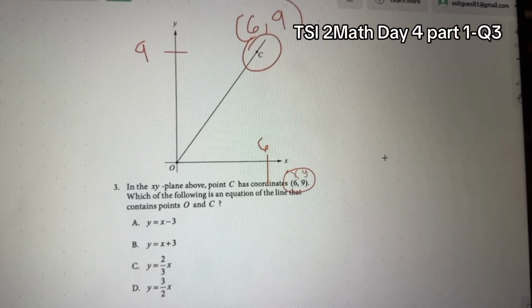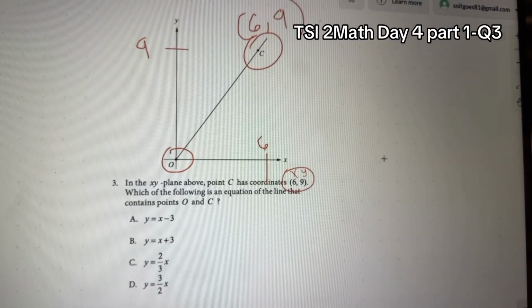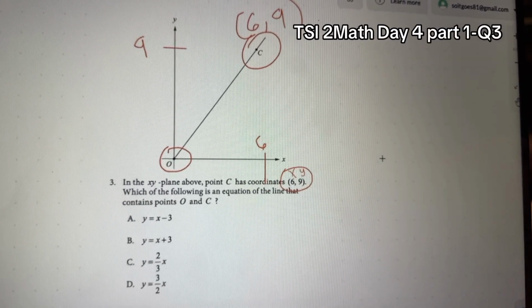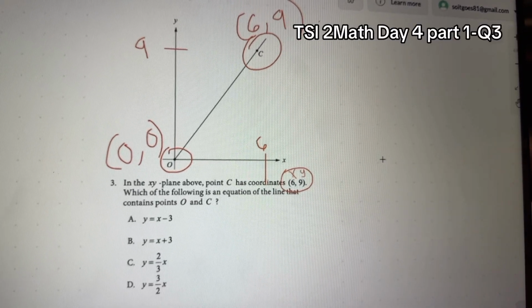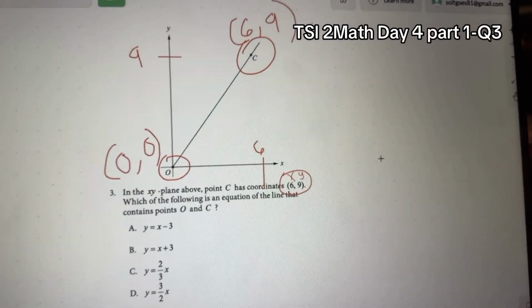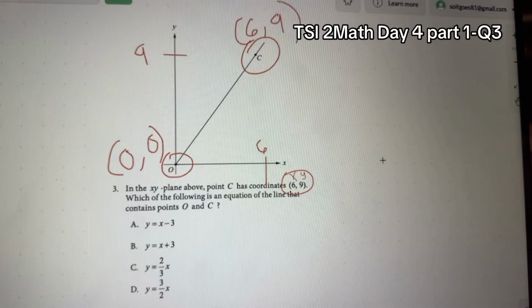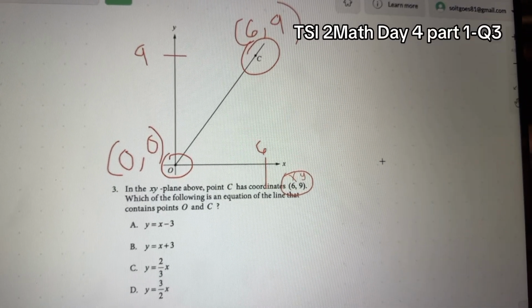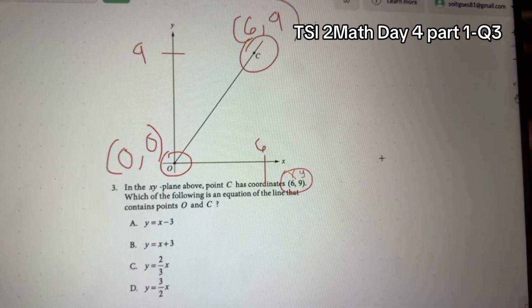Yes. Okay, great. Another point we know is 0, 0, right? That's the origin. That's where the x value is 0 and the y value is also 0. Does that make sense? Yes. Okay, great. All right, so what we can do here is plug either of these points into the answer choices, and the correct answer choice has to give us a true statement for both those points. Okay. Does that make sense? Yeah. Great.